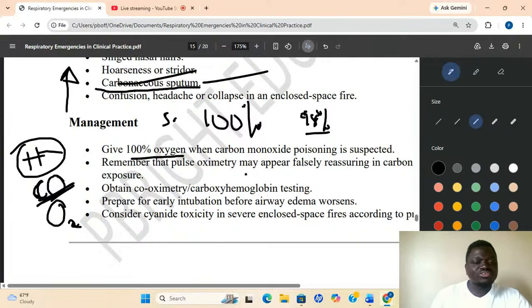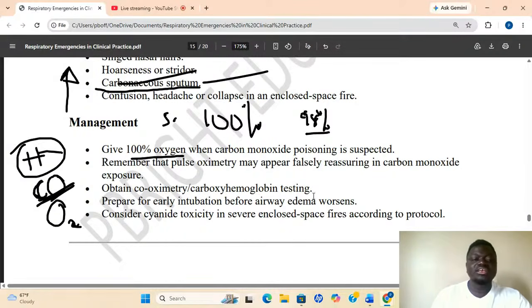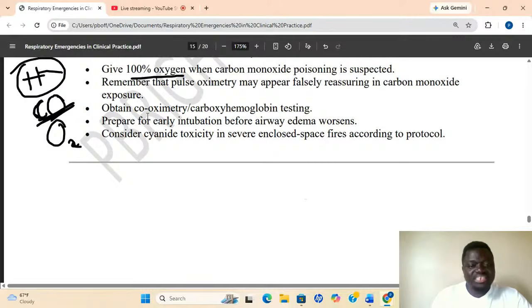Then remember that pulse oximetry may appear falsely reassuring in carbon monoxide exposure. Then obtain co-oximetry or carboxyhemoglobin testing. You check that pattern to know how the carbon monoxide is binding with the hemoglobin. You know, there are so many tests they do. Okay, prepare for early intubation before airway edema worsens.